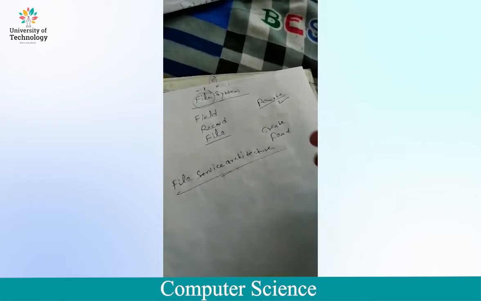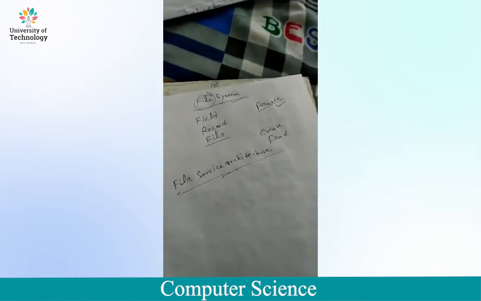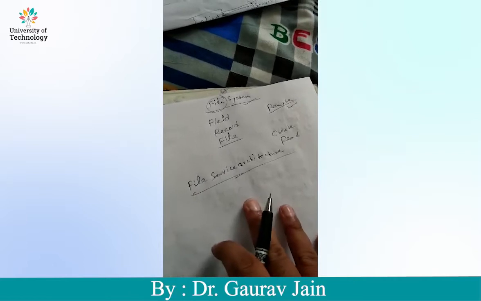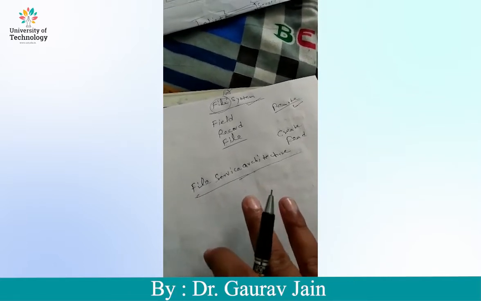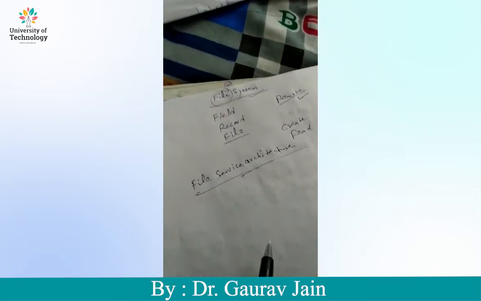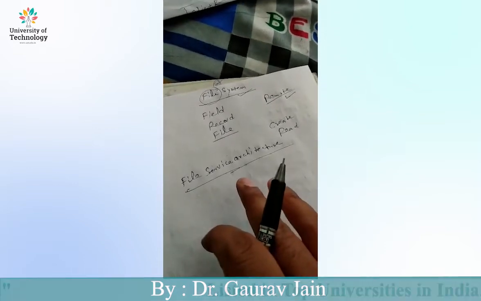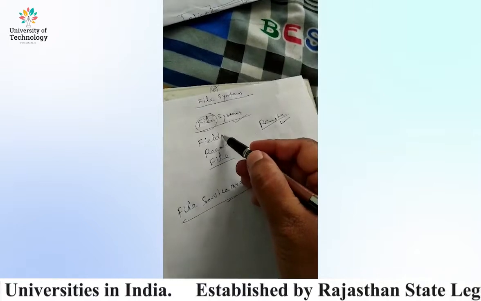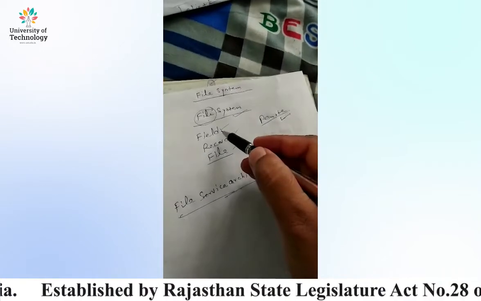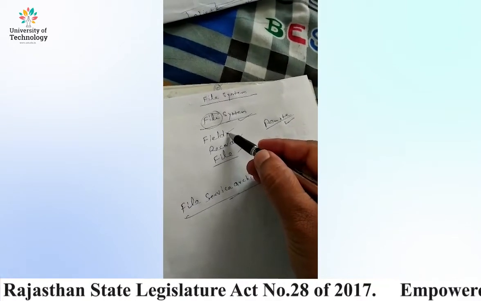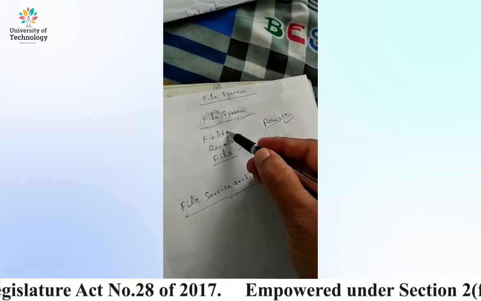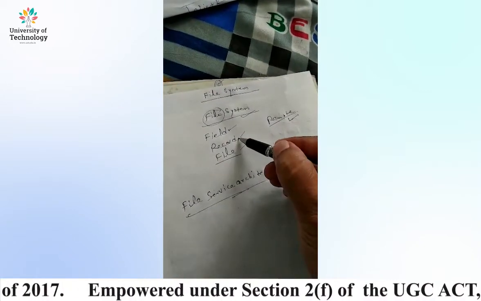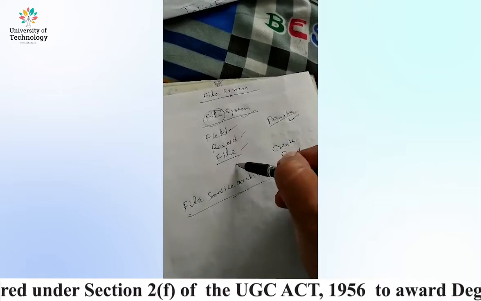Okay, we will discuss the file system today. First of all, we will focus on file. What is a file? We must have studied file in database. If we talk about field, record, and file, the smallest unit of database is called field. A collection of fields is called a record, and a collection of records is called a file.